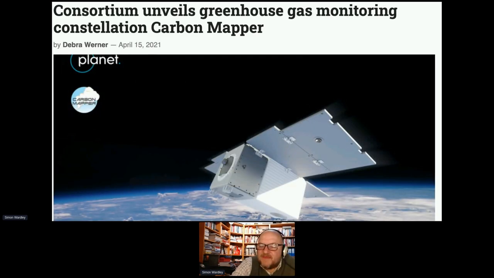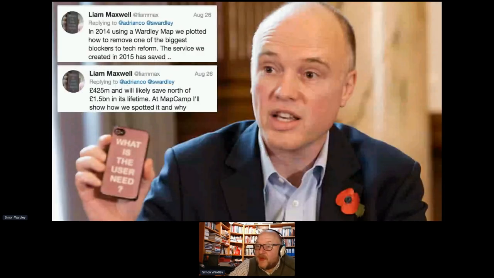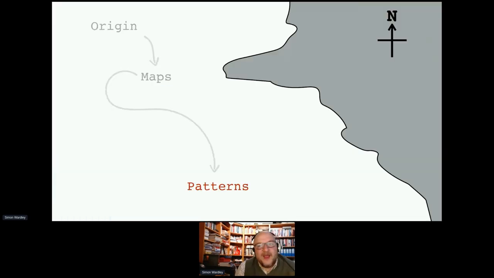Okay, so these sorts of maps, and that's a tea shop, just to give you an example, have been used up in space in a consortium between Planet and NASA and others. They used mapping in building this satellite, all the way to things like UK government. We saved hundreds and hundreds of millions by simply mapping out spaces and challenging why it is we are doing stuff. All right, so now this leads me into the area of patterns.